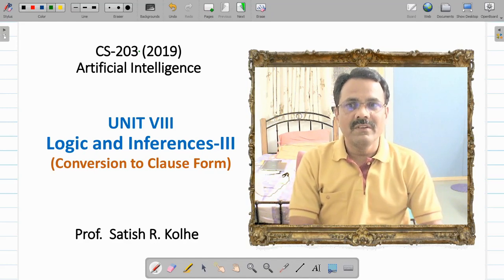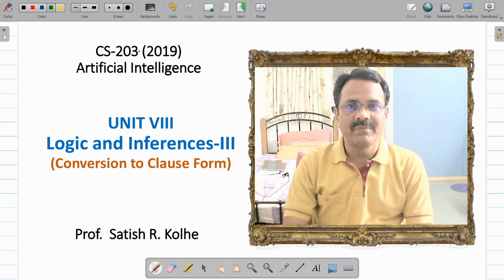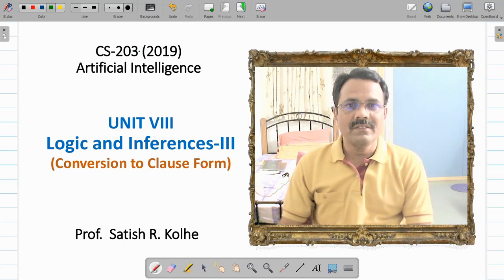Today we are going to discuss conversion to clause form, which is also called CNF, that is conjunctive normal form. In last class we have seen how to convert a given knowledge base, which is in English language, into predicate logic, first order predicate logic. Now today we will see, for the resolution procedure, how to convert these English language sentences into standard form.